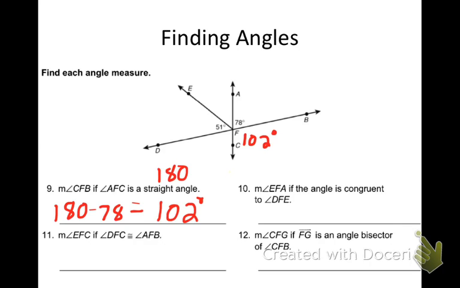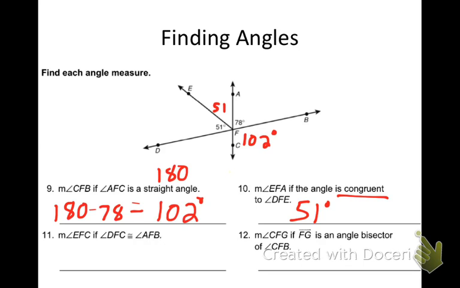Next one. It says measure of angle EFA. So I want to find the measure of angle EFA if the angle is congruent to DFE. So if the highlighted one is congruent to the one in red, what's the highlighted angle have to be, Ty? It'd have to be 51, right? I agree with you. Because what does congruent mean? It means they are the same. Good work, sir. So that one is now 51 as well.